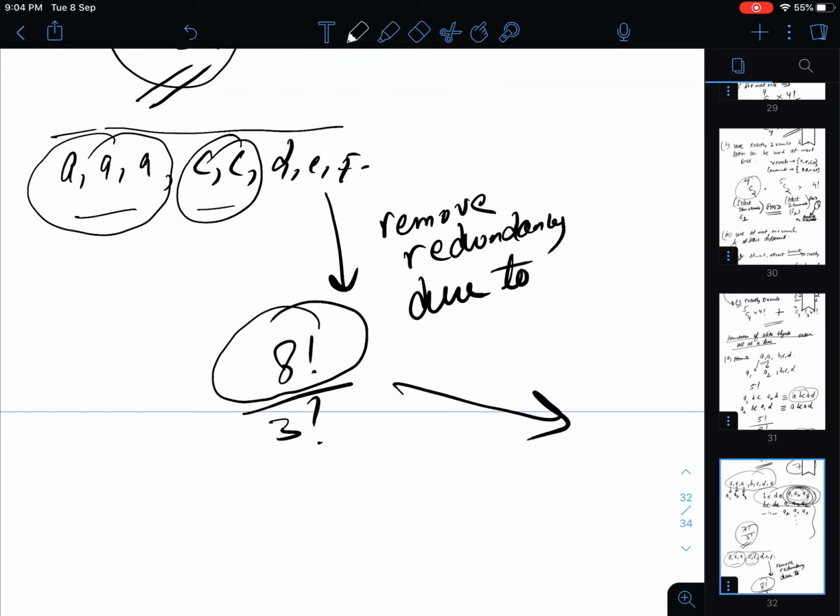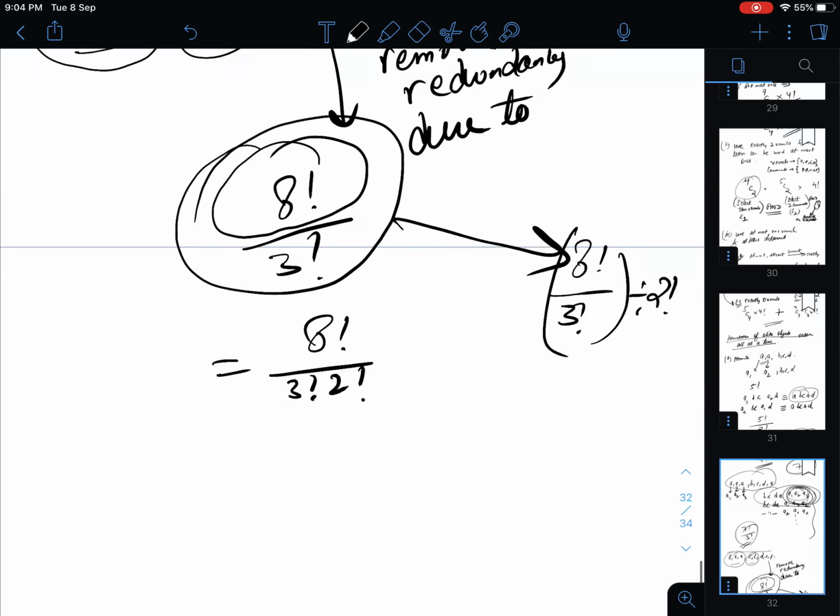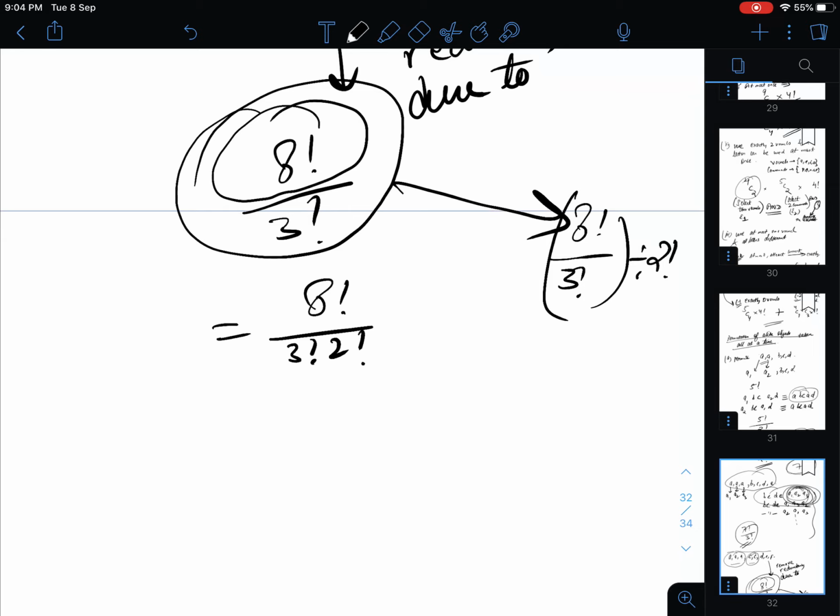So now what you do is, again divide this by 2 factorial. In the resultant number of permutations that are left, the ordering of the two C's is being counted, so we divide it further by 2 factorial. So the final answer would again be 8 factorial by 3 factorial 2 factorial. Alright, so we have the following proposition.